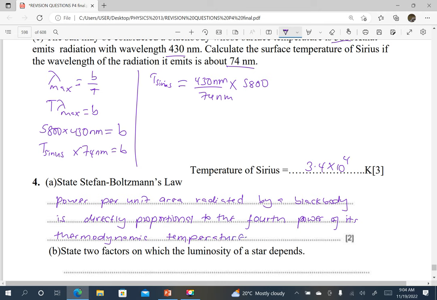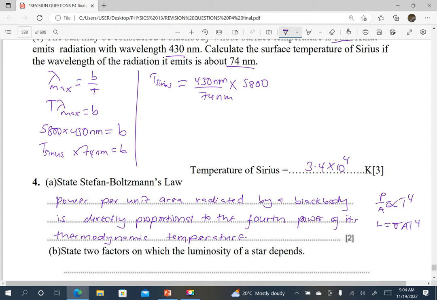The power per unit area of a black body is directly proportional to the fourth power of the thermodynamic temperature. Remember, power is the luminosity, so luminosity is equal to a constant, which we are going to call sigma, times area times T power 4.